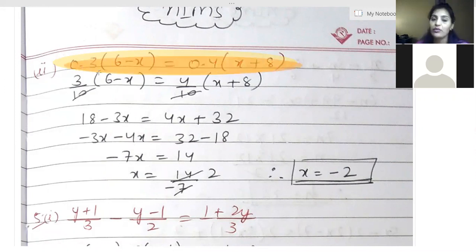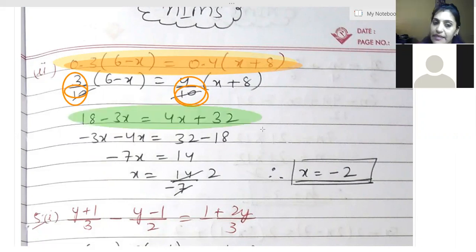Now look at what I have done: I have reduced this decimal into fraction. I converted it into fraction, so it became 3 by 10 and 4 by 10. Now there is 10 on both sides, so I struck off both the 10s. Okay Rashi, so what I am left with is 3 bracket 6 minus x is equal to 4 bracket x plus 8. Okay, so now 3 is being multiplied with 6. Yes, ma'am, the answer will come 18. So 18 minus 3x is equal to 4x plus 32.